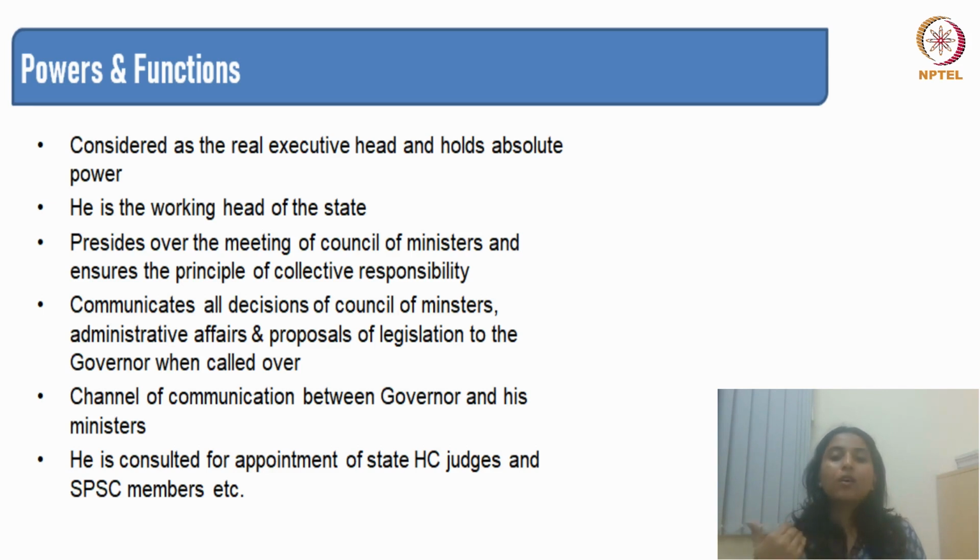So he communicates all decisions of Council of Ministers, administrative affairs, and proposals of legislation to the governor when called for. He is a channel of communication between the governor and his ministers. So essentially, he is the middleman. Whatever decisions the Council of Ministers have taken, he will inform that to the governor, and whatever the governor wants to communicate to the Council of Ministers, he'll communicate that to the Council of Ministers. The Chief Minister is also consulted for appointment of state high court judges and the State Public Service Commission.